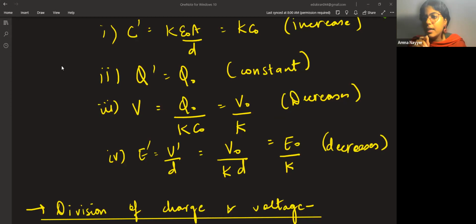Now, class, when we are discussing series and parallel combination, we will be paying attention over here. That is the same applicable when we are studying resistors.